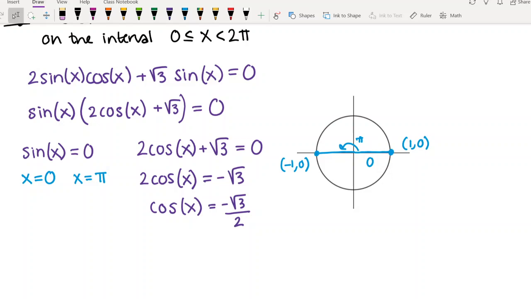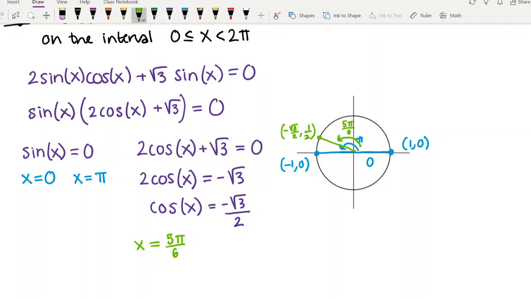So one angle where that would happen would be an angle like this, right? So this would be negative square root of 3 over 2, 1/2. And so this here is an angle of 5 pi over 6. So one answer from this part is x is equal to 5 pi over 6.